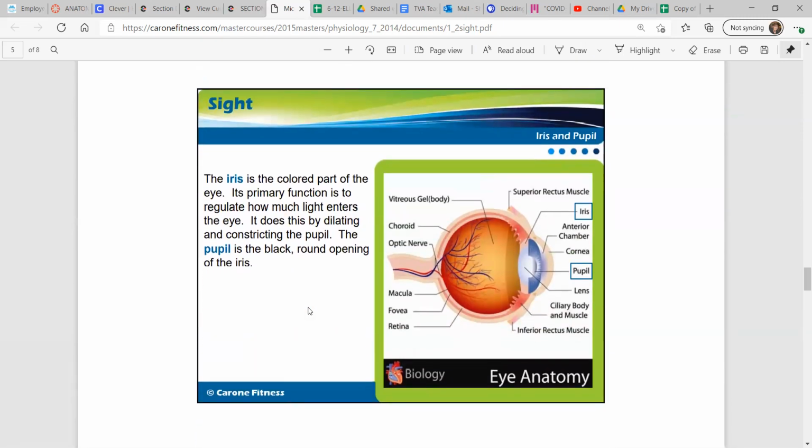Sight. The iris is the colored part of the eye. Its primary function is to regulate how much light gets into your eye. And it does this by dilating and constricting the pupil. The pupil is the black round opening of the iris. And so depending on how much light is around in your surroundings, the pupil will adjust accordingly.